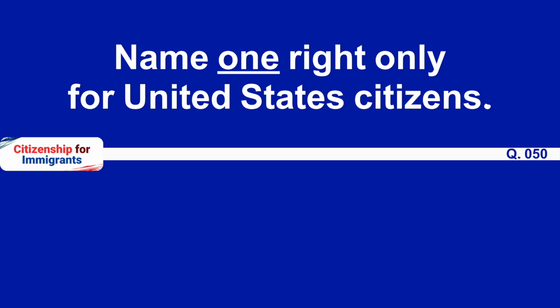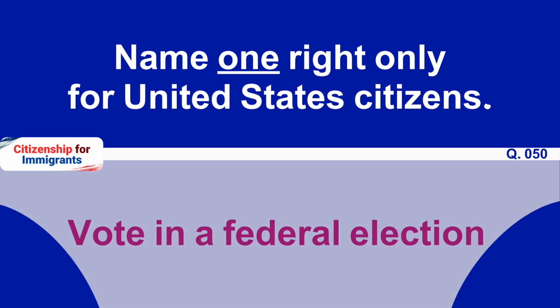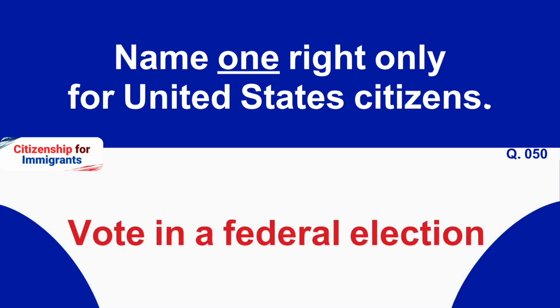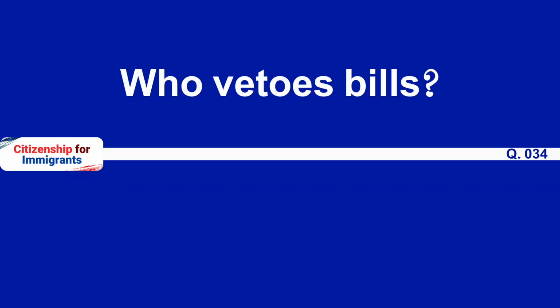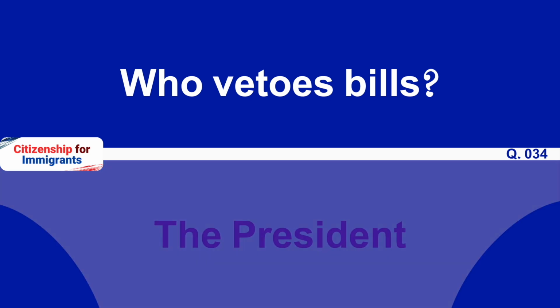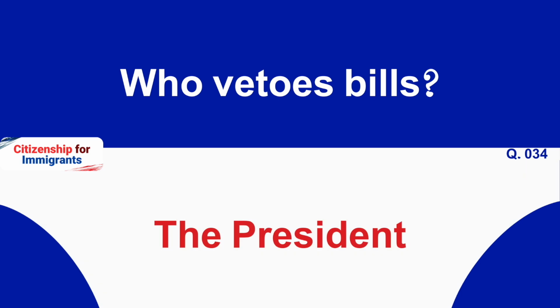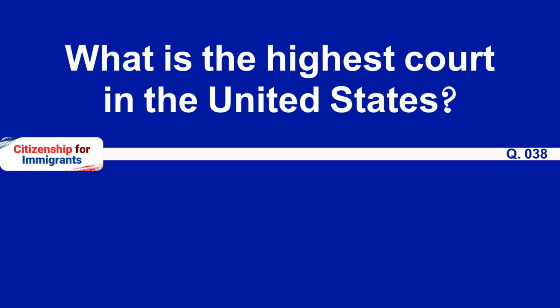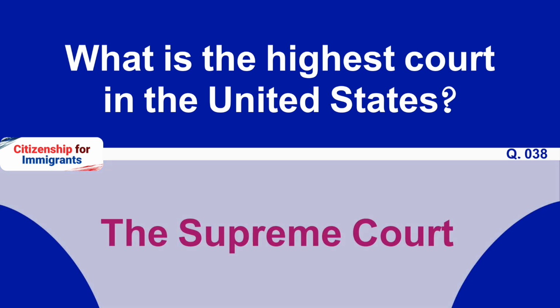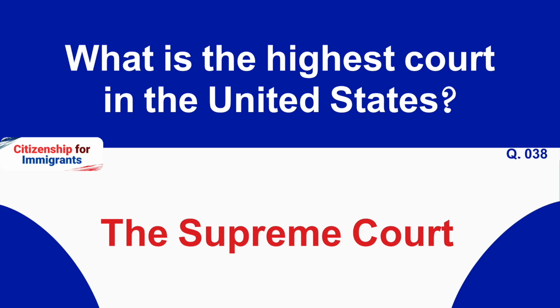Name one right only for United States citizens. Vote in a federal election. Who vetoes bills? The President. What is the highest court in the United States? The Supreme Court.